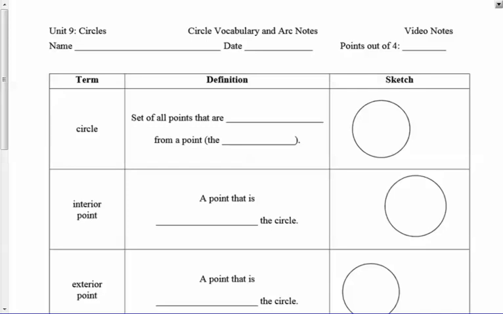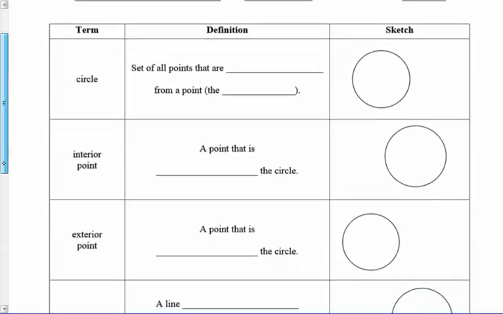Okay, so this is the introductory video to the circles unit, which we'll be starting now. So first we're going to look at some key vocabulary that have to do with circles.